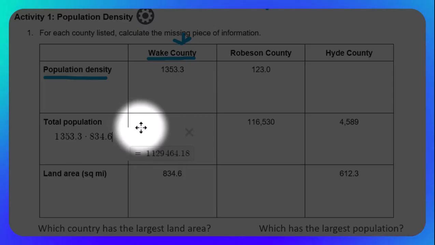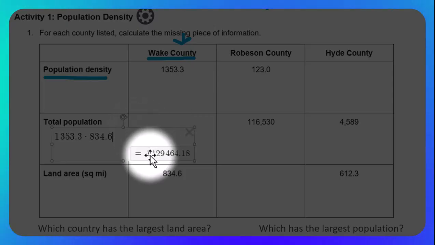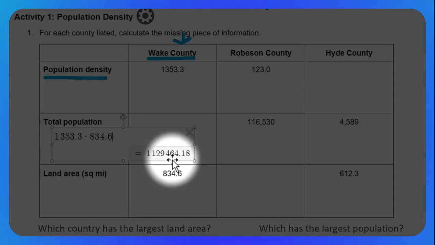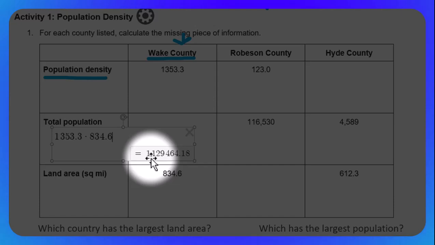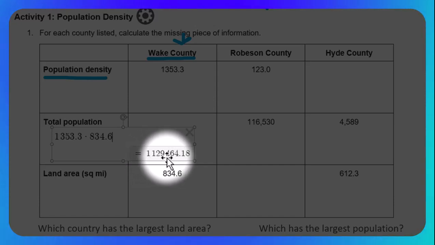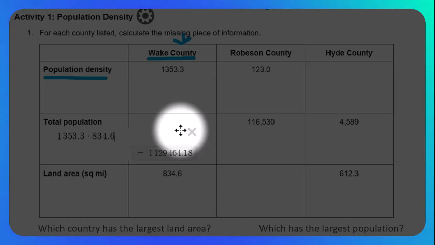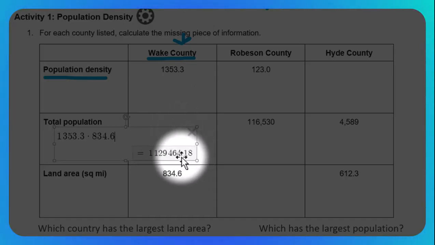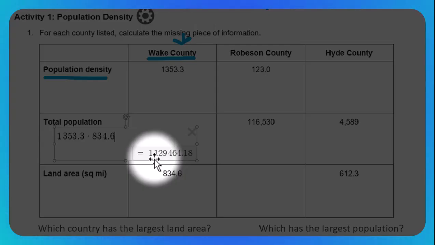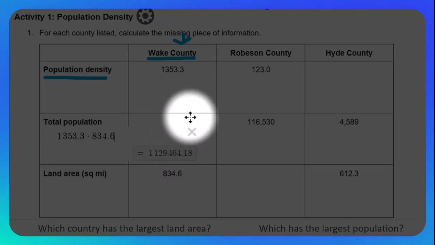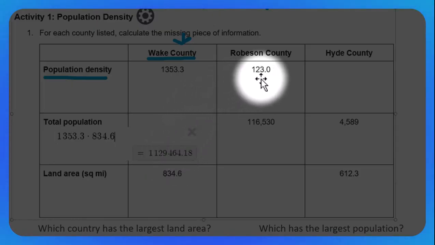And if I didn't get this right, just send me a note and let me know. But I got, let's see, 1,129,464.18. All right, we need to probably round that to the nearest whole number. 1,129,464. All right, now we have population density for Robeson County.